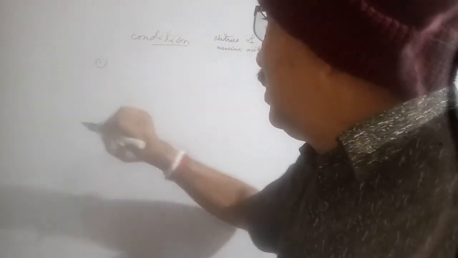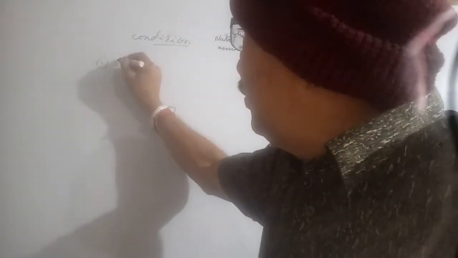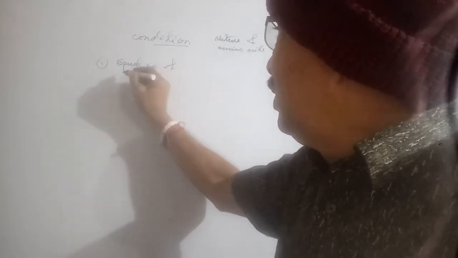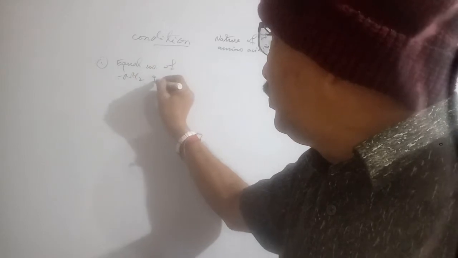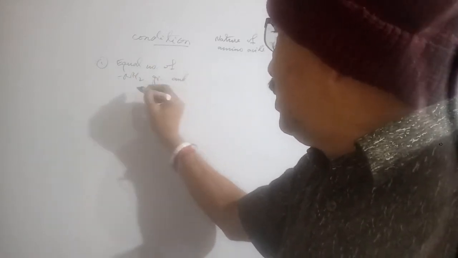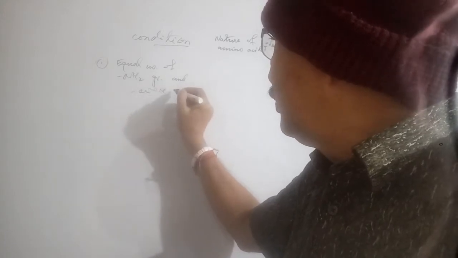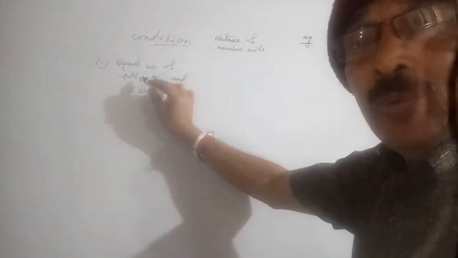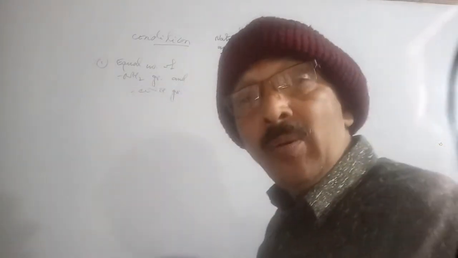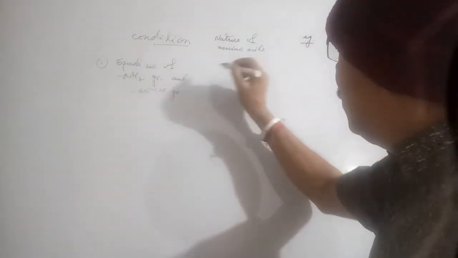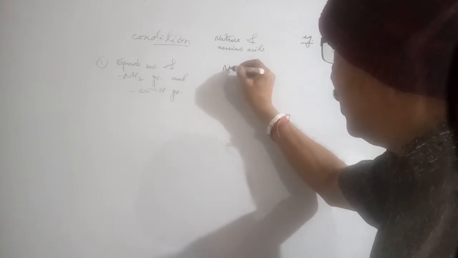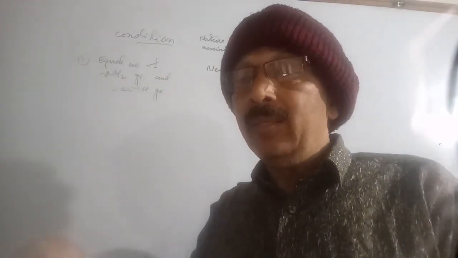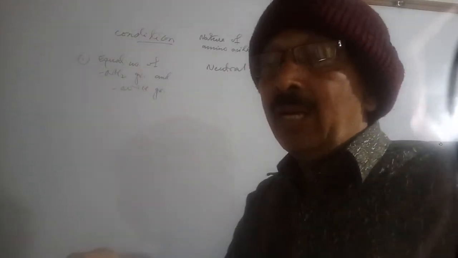Condition: number one is an equal number of amino group and carboxyl group. Amino group is for basic nature, carboxylic group is for acidic nature. Since they are equal in number, the nature becomes neutral. It is neutral, and the example is alanine.